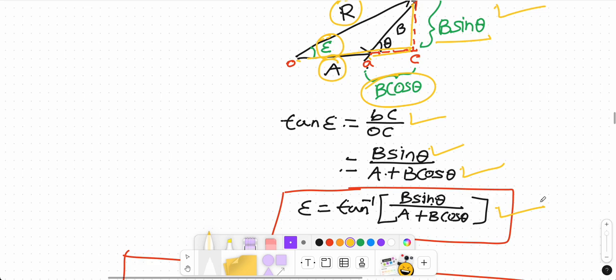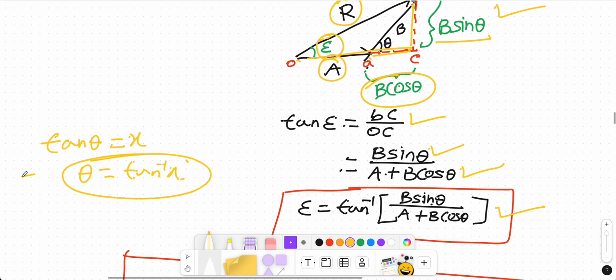Don't worry about tan inverse. Just, if tan theta is x, then I can write theta is tan inverse x. Later in mathematics, you will study about inverse trigonometry. For physics, it is not required. I just wrote it in that form because in most books they write it in this form.